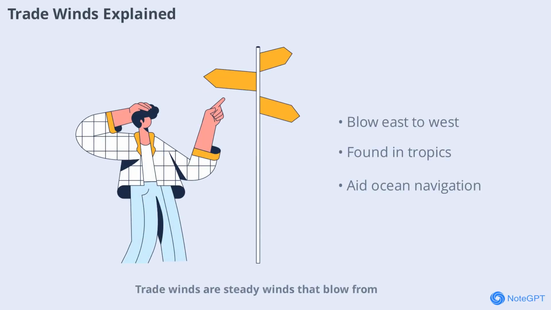Trade winds are steady winds that blow from the east toward the west in the tropics. They are found between about 30 degrees north and 30 degrees south of the equator. These winds have been used by sailors for centuries to navigate across the oceans. Trade winds are crucial for moving warm water and air, influencing weather patterns and even the formation of tropical storms. Next, we'll look at the westerlies and how they affect weather in temperate regions.